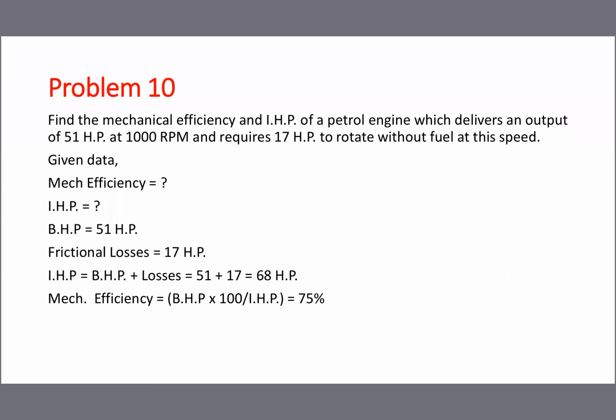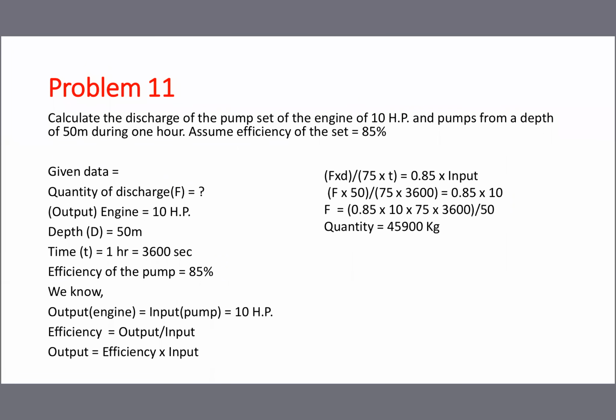You add both 51 and 17, you will get IHP. Your question is asking, find the mechanical efficiency and IHP. So 51 is BHP, 17 is FHP. You add both, you will get 68 as IHP. Then apply the formula. IHP is one question, another question is mechanical efficiency. So divide both the data, BHP 51, IHP 68. You divide, you will get 75%. Then go to problem number 11.